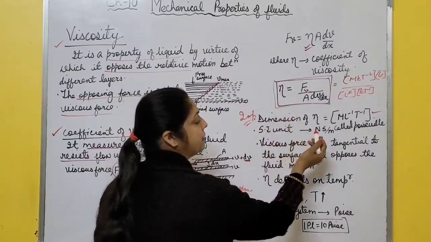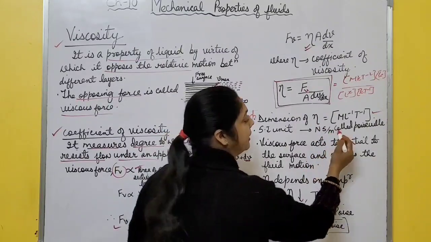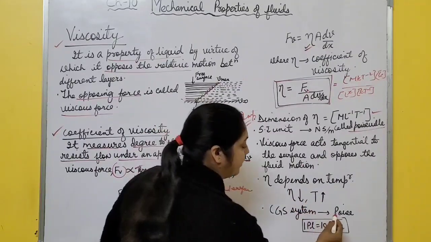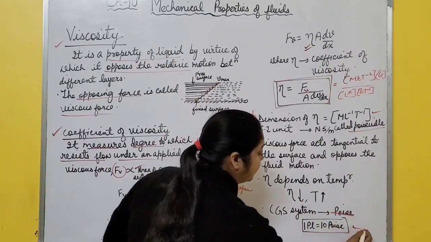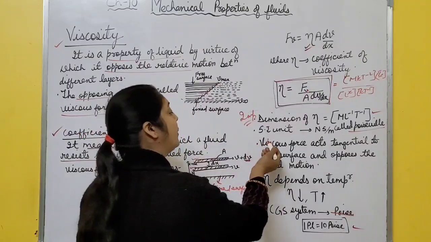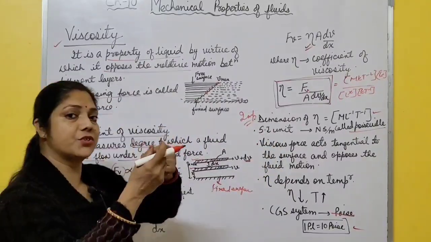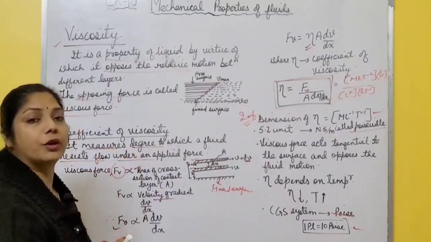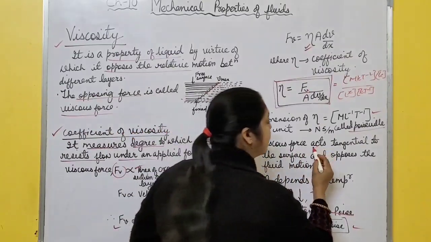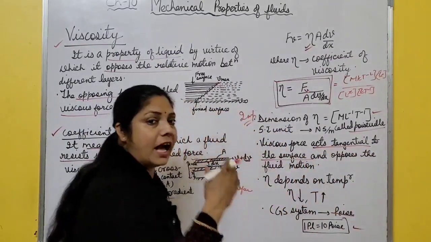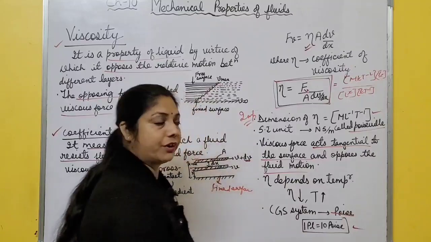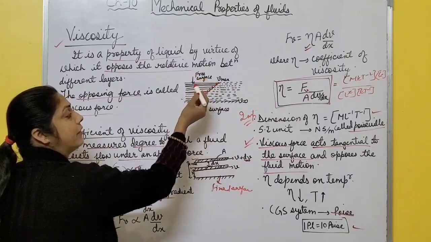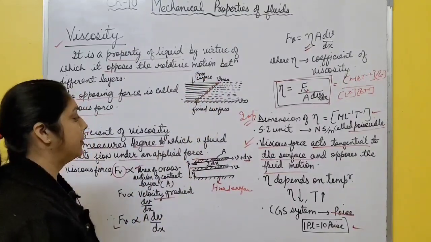The SI unit of this coefficient of viscosity is Newton second per meter square, and it is called Pascal second, right? And in the CGS system it is called poise, and 1 Pascal second equals 10 poise, right? What is the direction of this viscous force? This viscous force tries to resist the flow of fluid, the flow of liquid. So this viscous force acts tangential to the surface and it opposes the fluid motion, right? Hope it's clear.